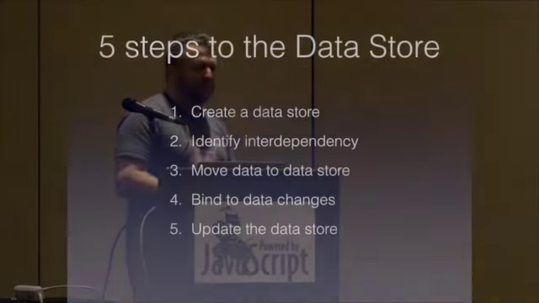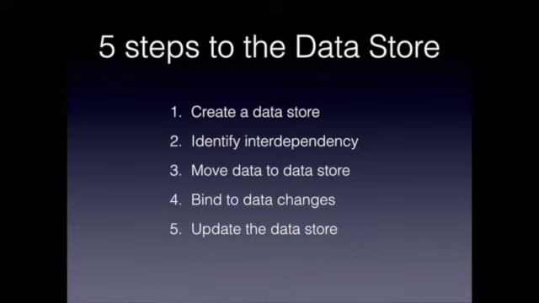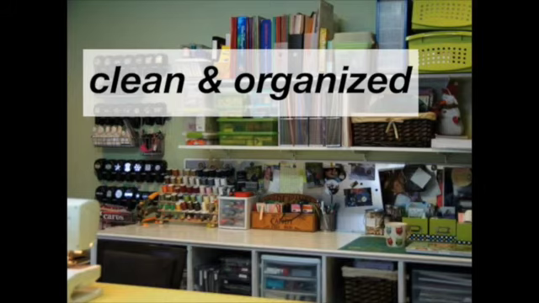So 5 steps to the data store. Create a data store. Identify interdependencies. Move data to the data store. Bind to data changes, and then update the data store. You've now got a much cleaner and more organized code base. All right, thank you.